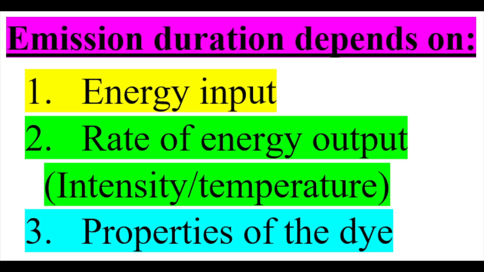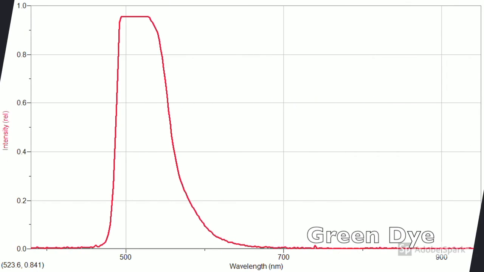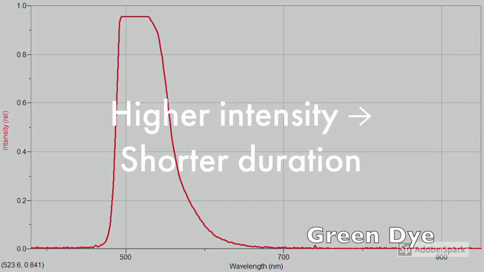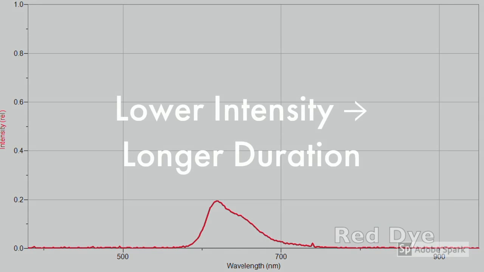We found that emission duration depends on energy input, rate of energy output, which is affected by temperature, and properties of the dye. Since the energy input for the two dyes was the same, the amount of energy emitted should also be the same. Thus, since green dye molecules emit a higher intensity of photons per unit of time, they would stop emitting light first and thus have the shortest emission duration. On the other hand, the red dye emits photons at a slower rate than the green dye, so the red glow stick would last longer in terms of duration.